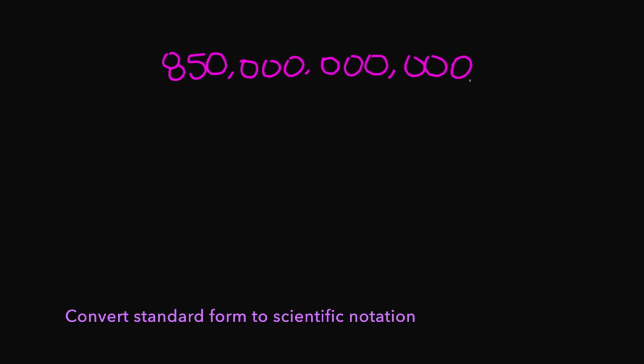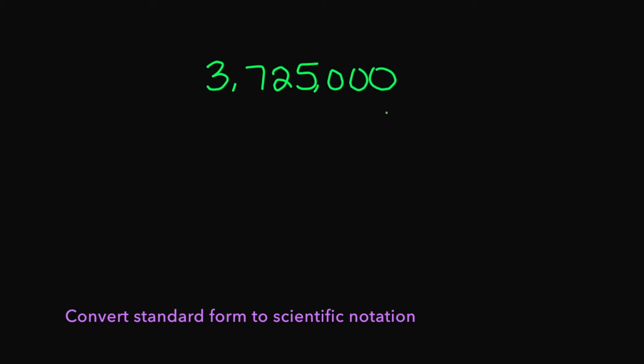Let's look at this example here. How do I convert this into scientific notation? I'm going to start from the back here. We're going to do 1, 2, 3, 4, 5, 6, 7, 8, 9, 10, 11. It puts us right here between the 8 and the 5. So my answer is going to be 8.5 times 10 to the 11th power.